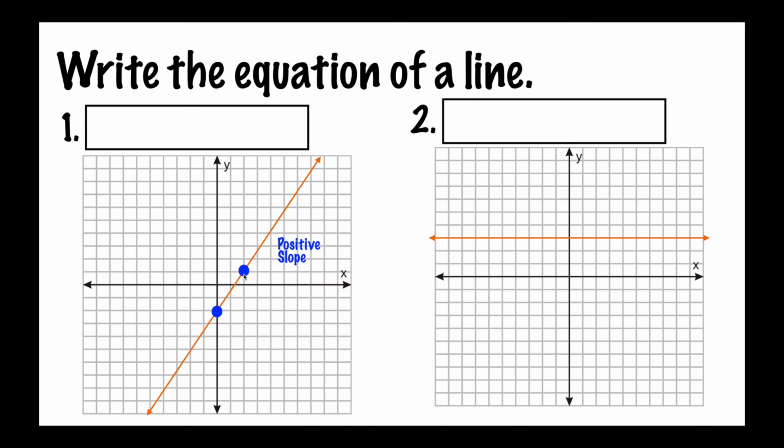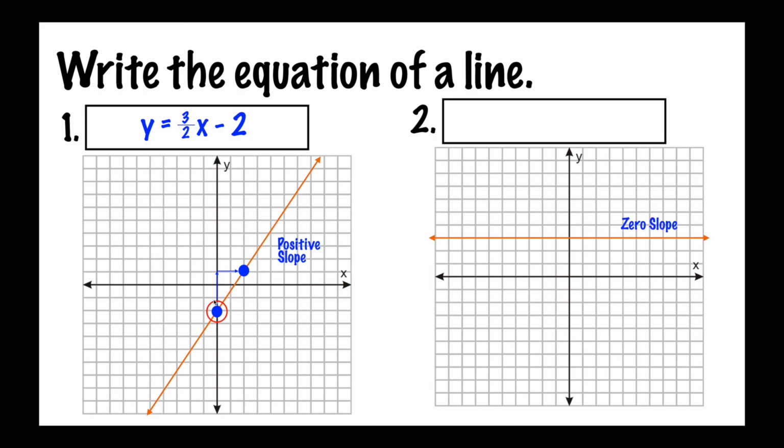So if I'm counting between these points, the rise is 1, 2, 3. The horizontal change is going to be 2. So if I've got 3 over 2, that's my slope. From there, my y-intercept is going to be here at negative 2. So I end up getting y equals 3/2 x minus 2.